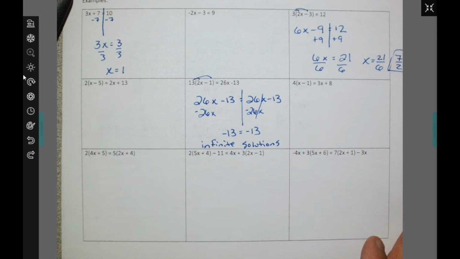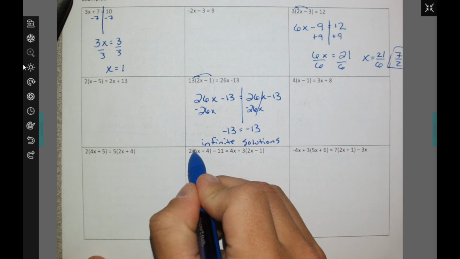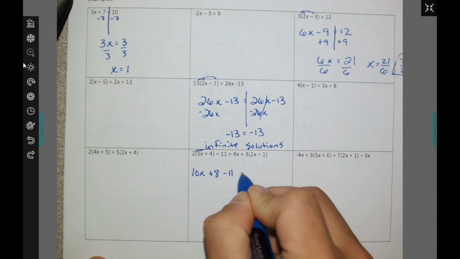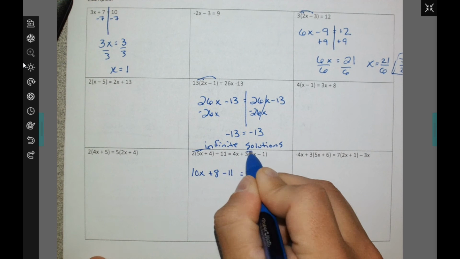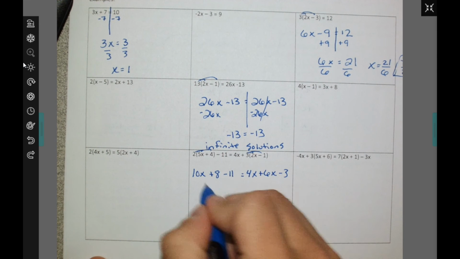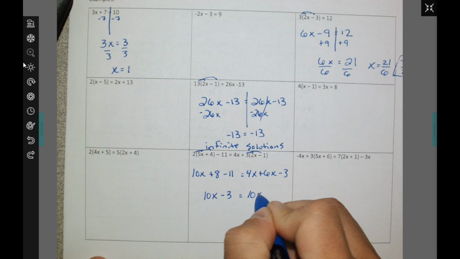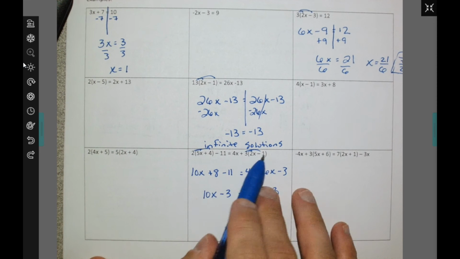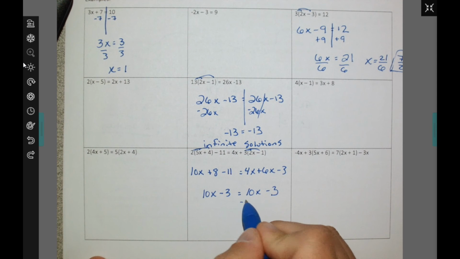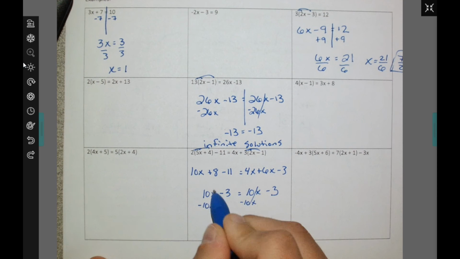All right, and then the last one I'm going to look at is this one, the bottom middle. Again, parentheses, you multiply in. So I'm left with 10x plus 8 minus 11 equals 4x. Distribute the 3 in, so plus 6x minus 3. On the left-hand side, you have 10x minus 3. Right-hand side, 10x minus 3. So we always distribute. From there, combine your like terms. And then again, getting my letters to one side, I subtract 10x from each side, and I'm left with negative 3 equaling negative 3.